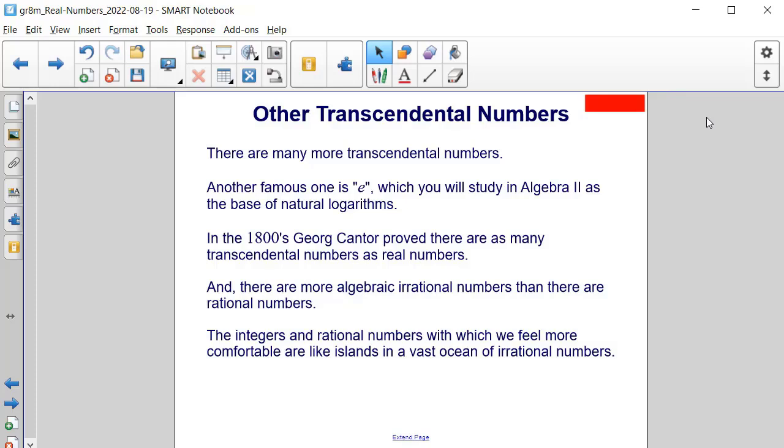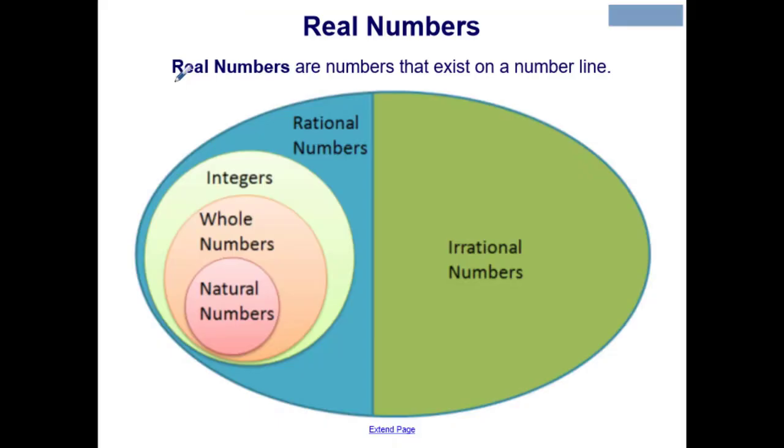There are many more transcendental numbers. Another famous one is e, which you will study in Algebra 2 as the base of natural logarithms. In the 1800s, George Cantor proved that there are as many transcendental numbers as real numbers, and there are more algebraic irrational numbers than there are rational numbers. The integers and rational numbers, which we feel more comfortable with, are like islands in a vast ocean of irrational numbers because there are so many irrational numbers around those rational numbers or islands. Real numbers are numbers that exist on a number line.